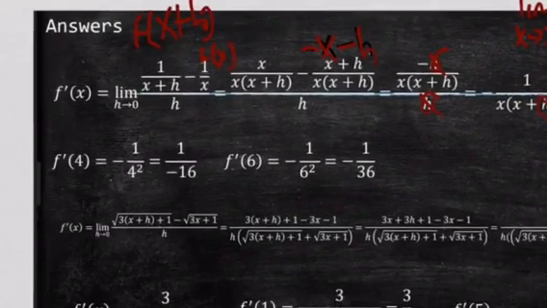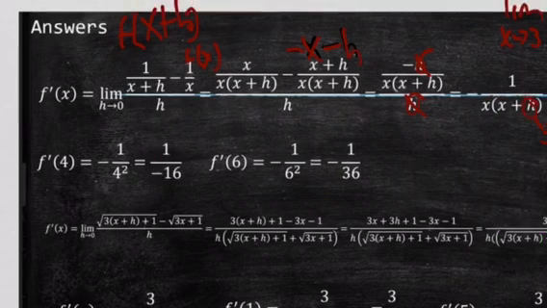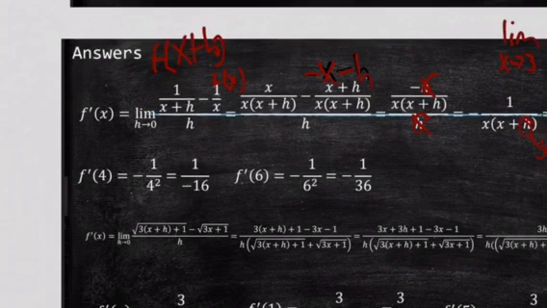So what is the slope of 1 over x at x equals 4? Well, it's negative 1 over 16. What is the slope at x equals 6? Well, it's negative 1 over 36, okay? I highly encourage you to go back and look at these steps and understand how to get the derivative of 1 over x using the limit definition.